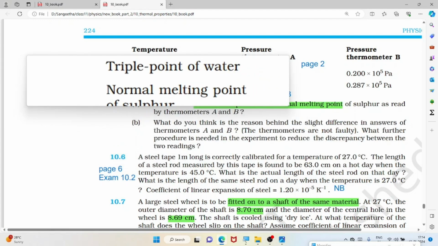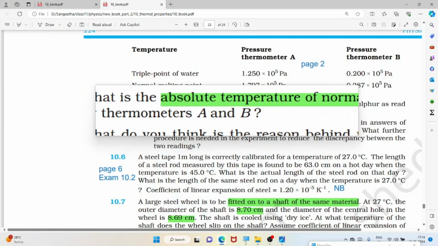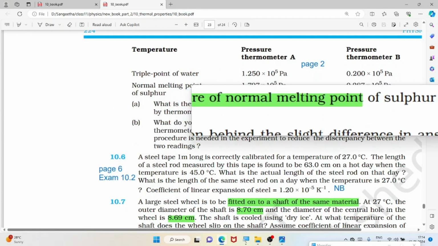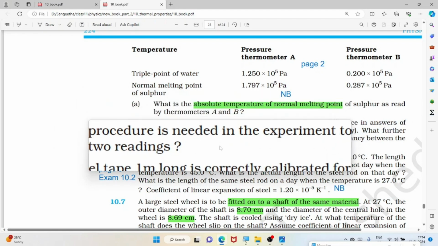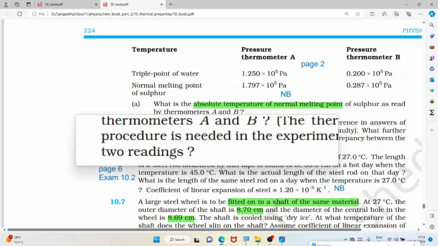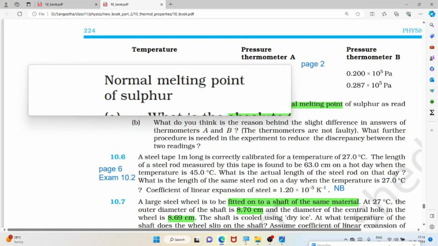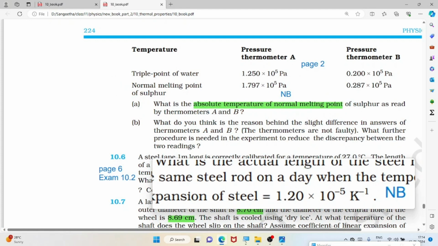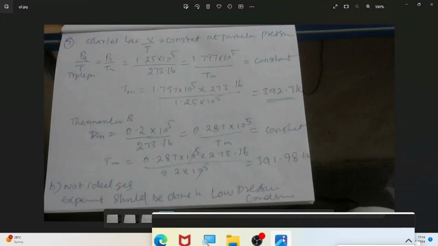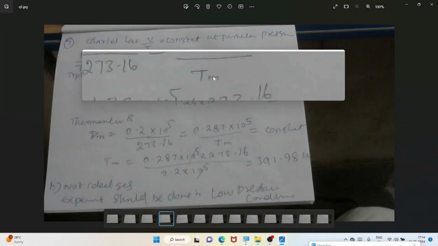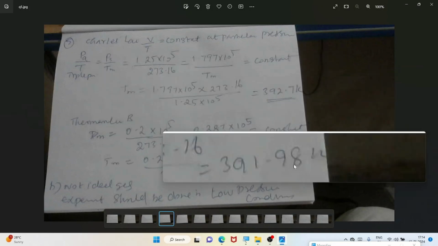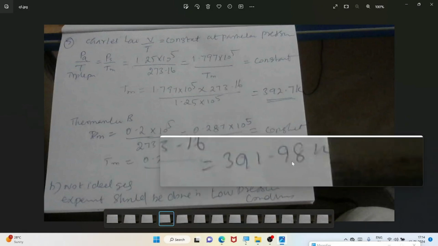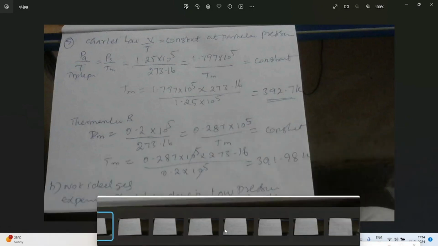This is the triple point of water. Now they are asking for the normal melting point of the sulfur as read from the thermometer. The triple point we know, 273.16. The normal melting point of the sulfur is what we have to find out. So this is the melting point of the sulfur. Here it is 392.7 Kelvin and 391. This is not an ideal gas.